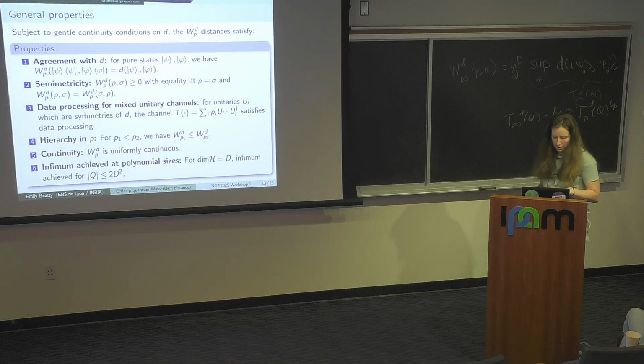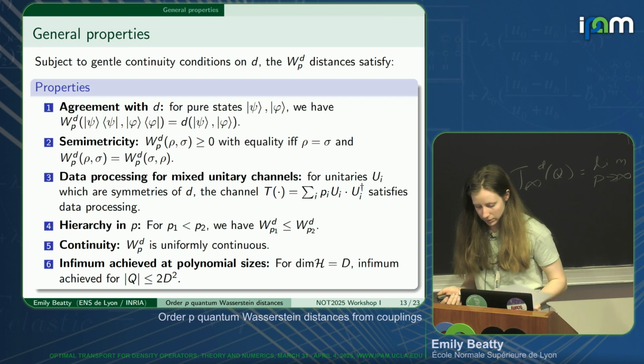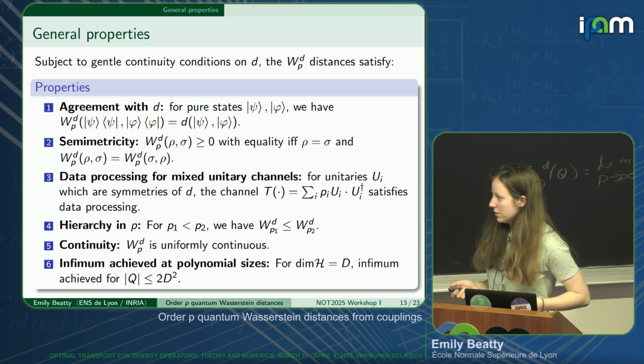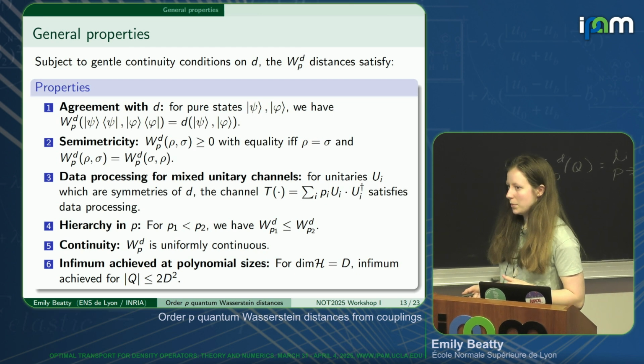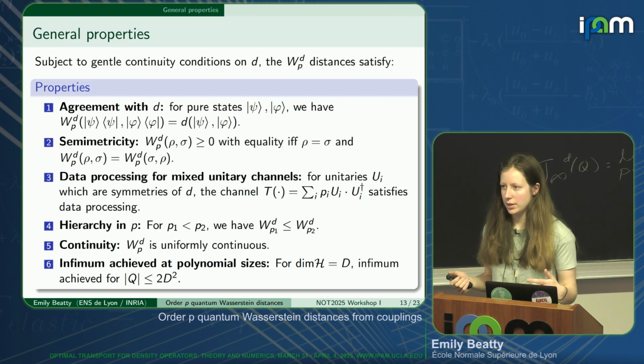And as I mentioned, when your Hilbert space is finite dimensional, this infimum becomes a minimum, as opposed to the infinite dimensional case, and it's achieved for a transport plan of size at most 2D squared. So yeah, it's not particularly nice computationally, but it's not infinite. If you wanted to calculate this, you'd be optimizing over a space of size 2D squared.